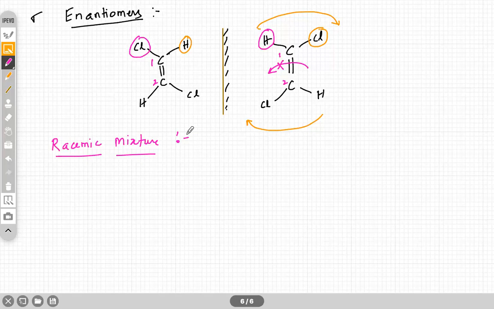Next point, write down. All enantiomers are optically active.